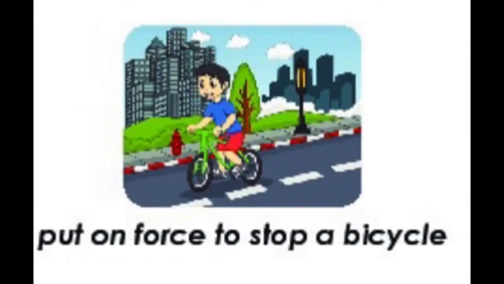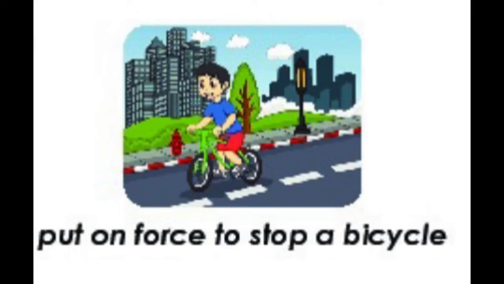Next, we also need force to stop a moving object, children. So, in this picture, you can view a boy riding a bicycle. So, what do we do to stop a bicycle, children, while you ride it? So, we use brakes. Yes, very good. Through the brakes, we are putting the force on the tire to stop the bicycle.